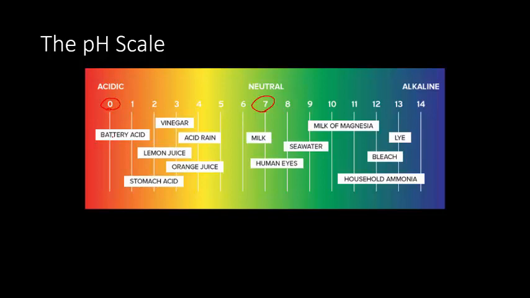So battery acid will eat your clothes, eat your skin, eat your eyeballs, just about anything it touches. On the other end, equally as nasty, you get things up in the 13-14 range like drain cleaner. They're super strong bases and can do equally nasty things to you. But you can see some basic compounds. Bleach we saw, household ammonia we saw. We did not see milk of magnesia, but seawater, human eyes, milk are all in this basic range.